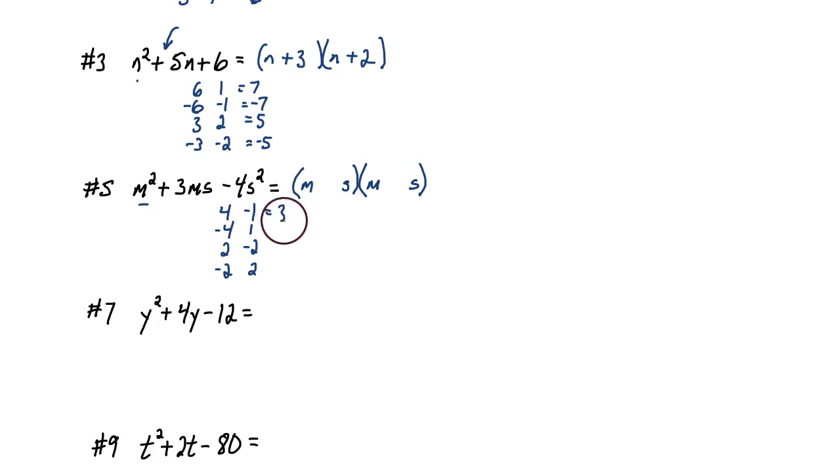4 and negative 1 adds to 3. Negative 4 and positive 1 makes negative 3. 2 plus negative 2 makes 0, and negative 2 plus 2 makes 0. Look at the middle term. It's positive 3ms. So we want to use this first combination, the one that made positive 3. Fill in a plus 4 along with that s, and over here a minus 1.